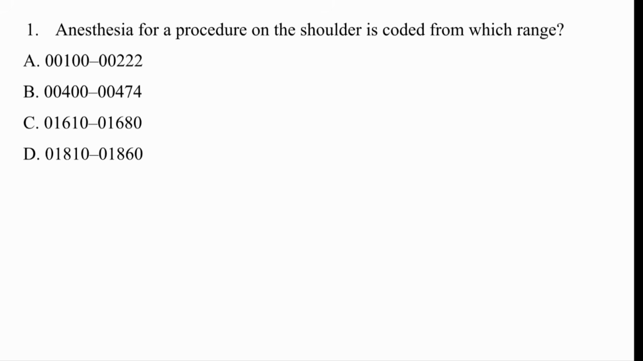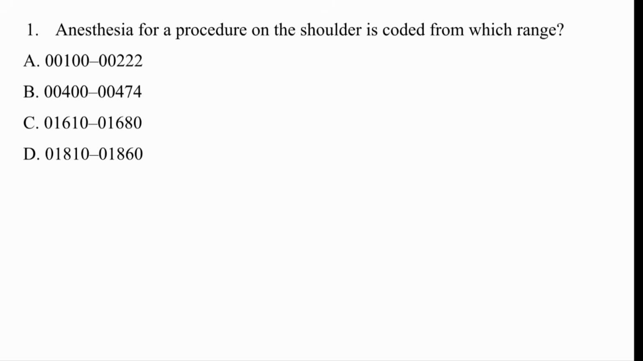This is the first question. Anesthesia for a procedure on the shoulder is coded from which range? Option A 00100 to 00200. Option B 00400 to 00474. Option C 01610 to 01680. Option D 01810 to 01860.